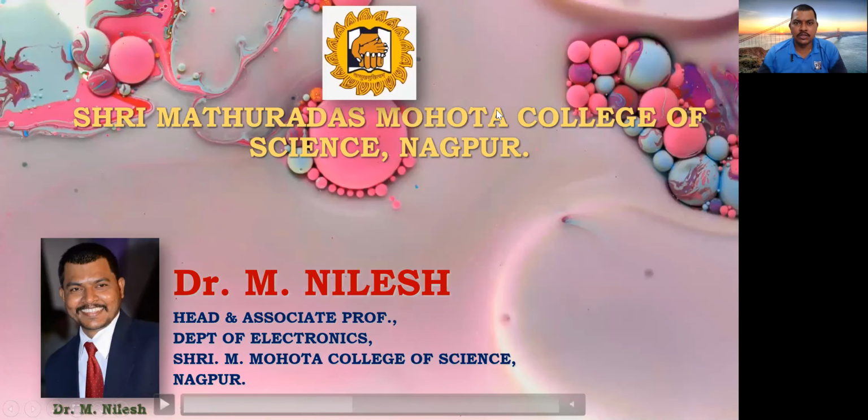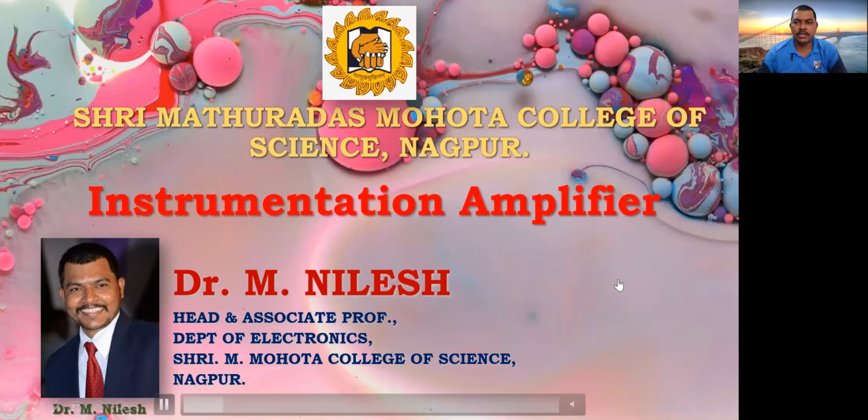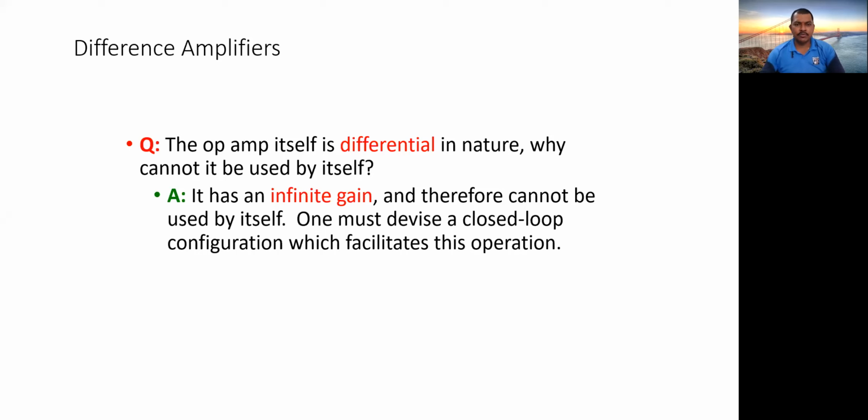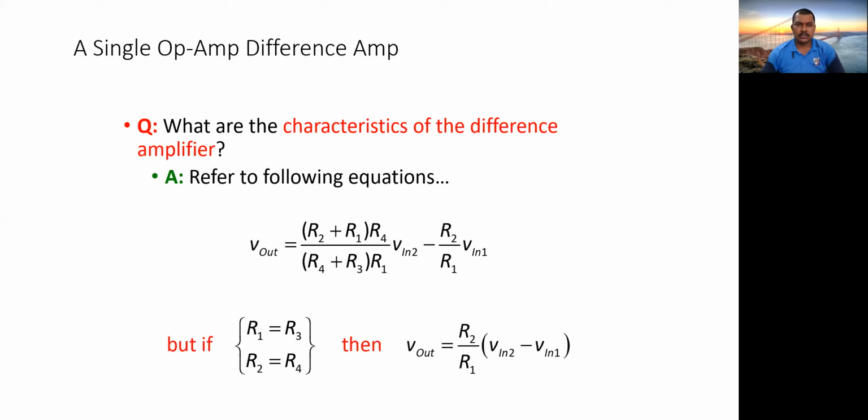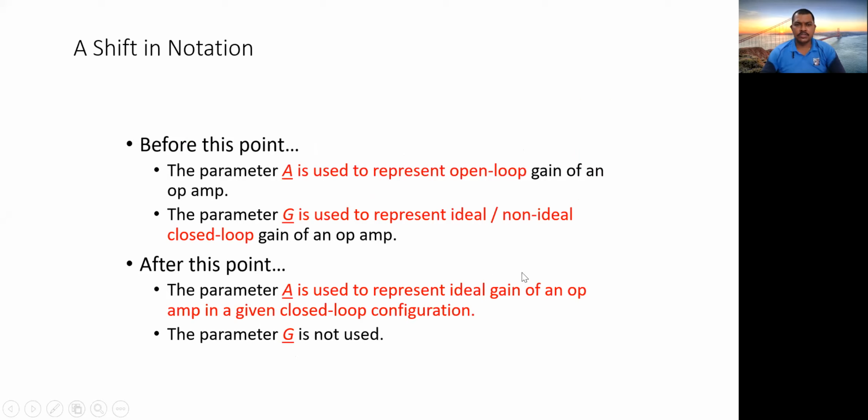Shavini is joining now. So we were working on the instrumentation amplifier. We have studied the difference amplifier, its structure, and its drawbacks. This is actually a difference amplifier, or we call it an op-amp as a subtractor. These are the characteristics of the op-amp as a difference amplifier, and this is the output shown over here, along with some of the notations that we are going to use.